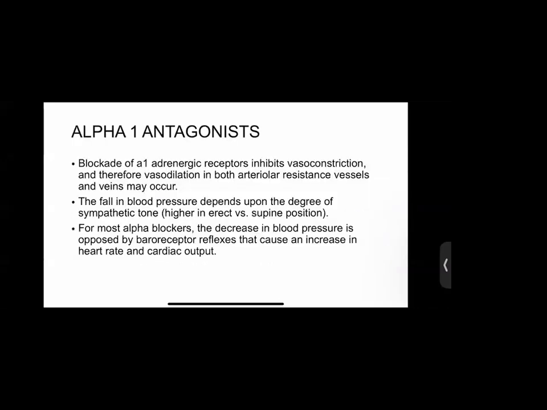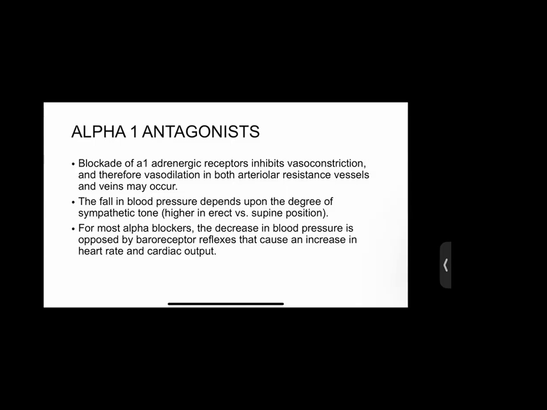When there is blockage of alpha-1 adrenergic receptors, it inhibits vasoconstriction, because alpha-1 is a more potent vasoconstrictor found in the blood vessels. Therefore, vasodilatation in both arterioles and veins may occur. So the fall in blood pressure depends upon the degree of sympathetic tone, which is higher in the erect position versus the supine position.